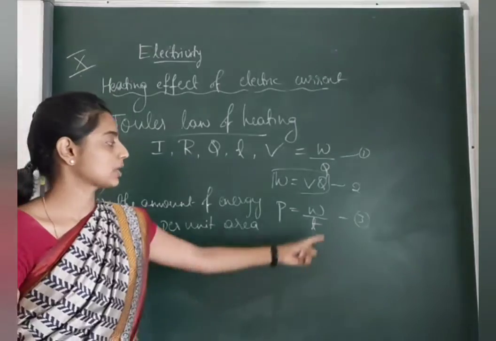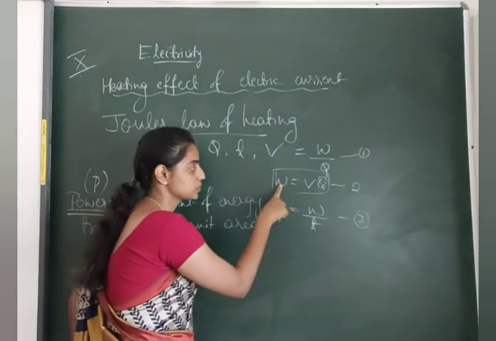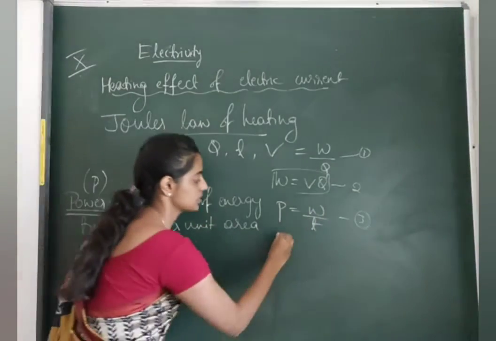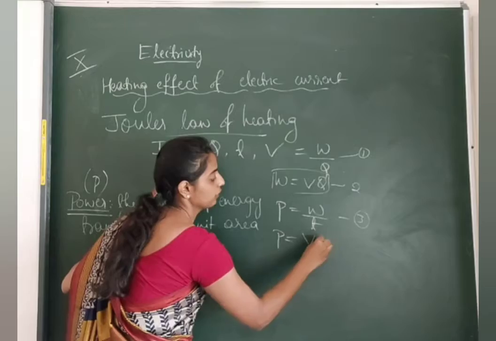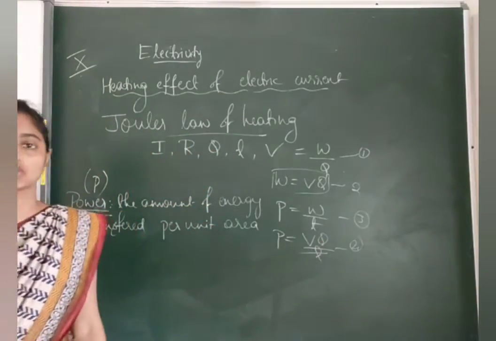Now here we have W, and we already have an equation for W, right? Can I substitute equation 2 in equation 3? Yes, I can do it. See, P is equal to VQ by T. Now let us take it as the fourth equation.